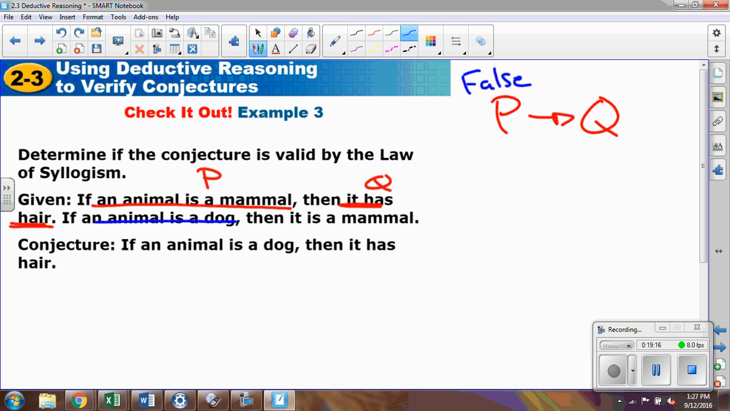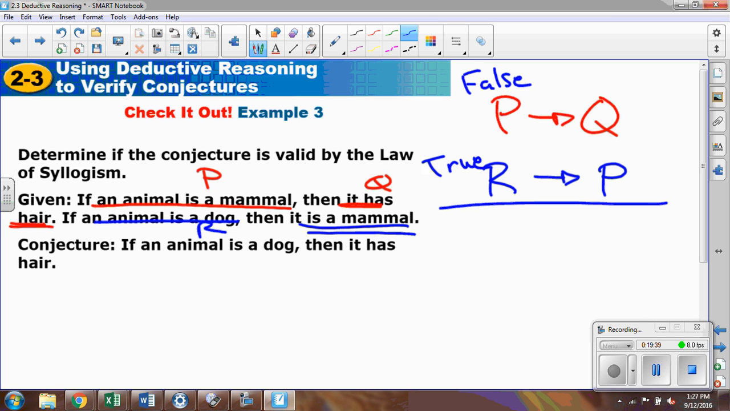If an animal is a dog, we haven't done anything with the dog yet, that's a new statement. So I'm going to call that R. Then it is a mammal. Well, being a mammal was P. And that's one that we know is true. Dogs are mammals. Leading us to the conjecture, if an animal is a dog, then it has hair. Does this fit the structure for the law of syllogism? No, it does not.